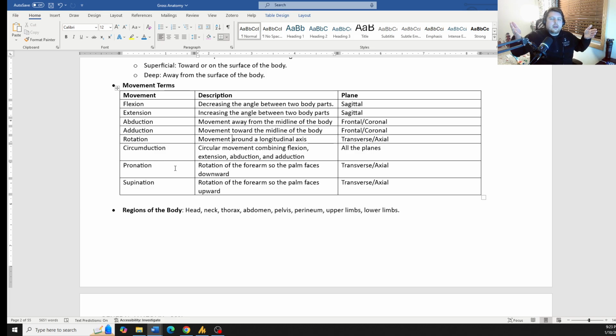Pronation, hands going down like that, rotating downwards. That's also transverse axial plane. Going up, supination, like you're asking for soup. That is our transverse axial plane as well.